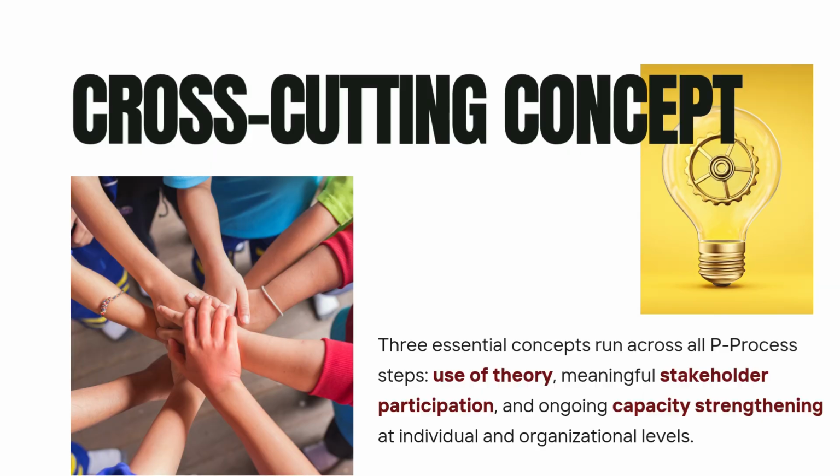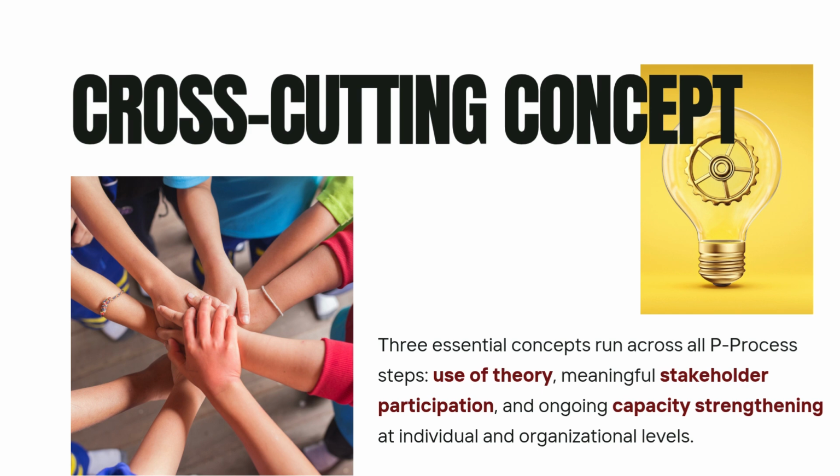So running through all 5 steps are 3 essential concepts: the use of theory, stakeholder participation, and capacity strengthening. On the first one, the use of theory, we rely on the communication and behavior change theories. For example, we have the theory of planned behavior or the social cognitive theory. This will help us to understand what drives people's actions.